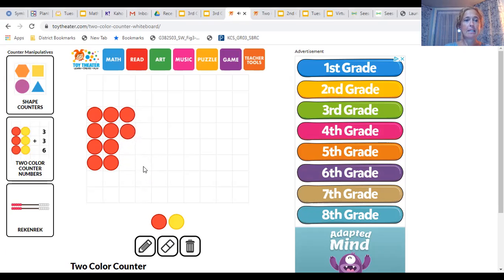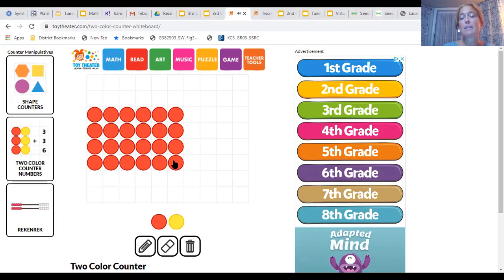9, 10, 11, 12, 13, 14, 15, 16, 17, 18, 19, 20. I haven't gotten to 24 yet. 21, 22, 23, 24. So that means all 24 students have a seat.